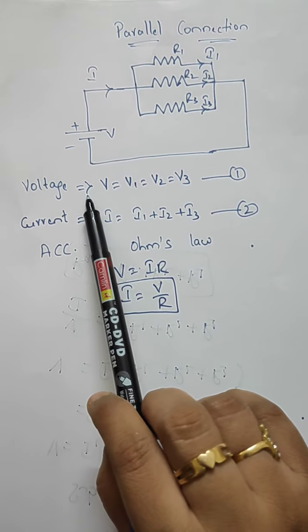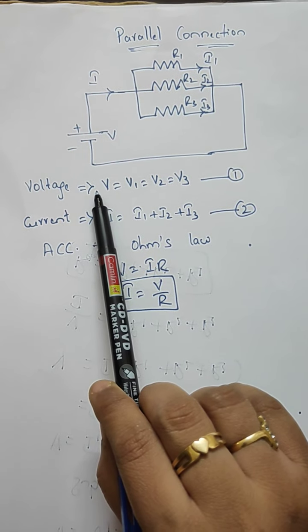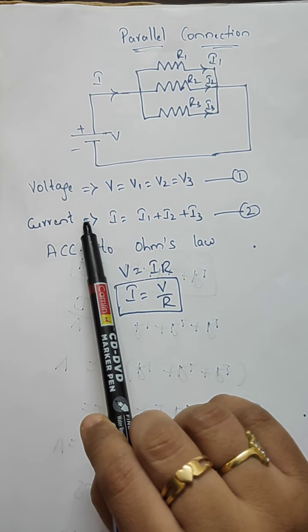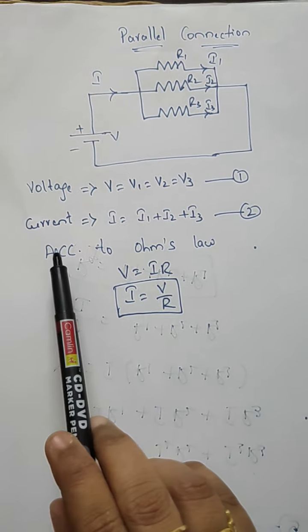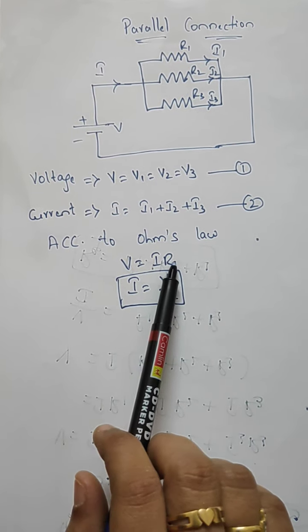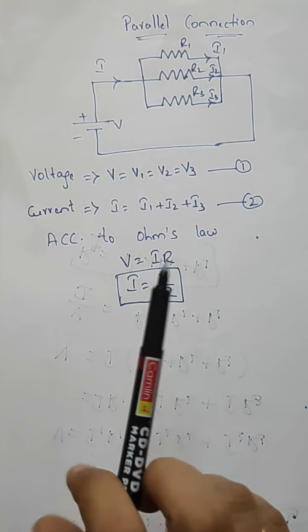In the series connection, you have to remember that the current will be the same and voltage varies. In parallel connection, voltage will be the same and current will vary. Now, according to Ohm's law, we all know that V is equal to IR. If I want I, that is nothing but V by R.